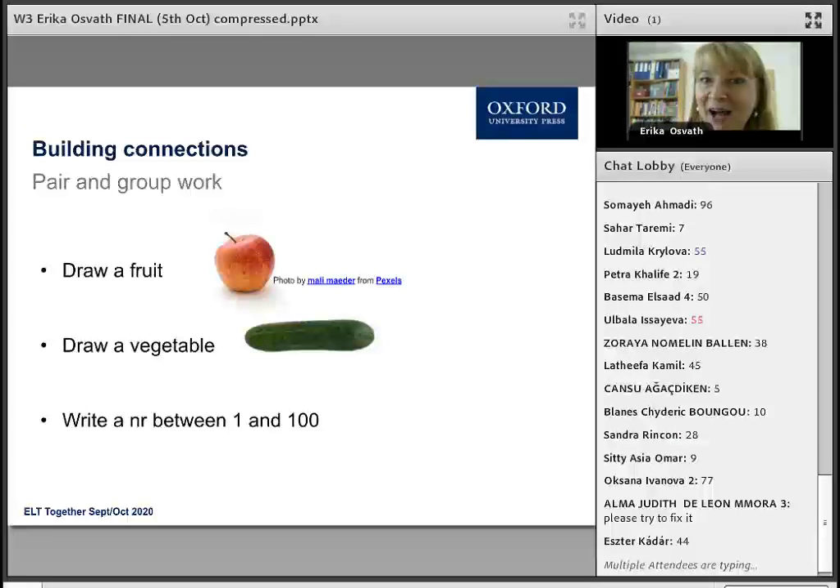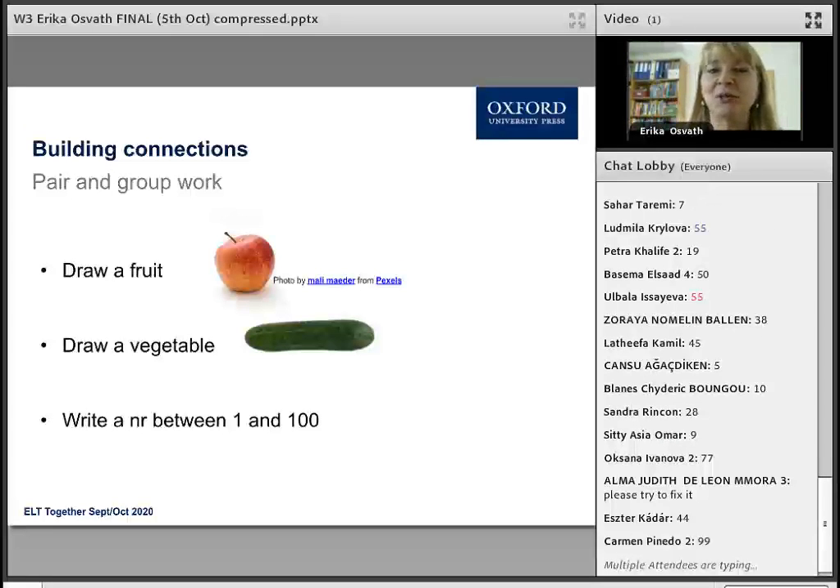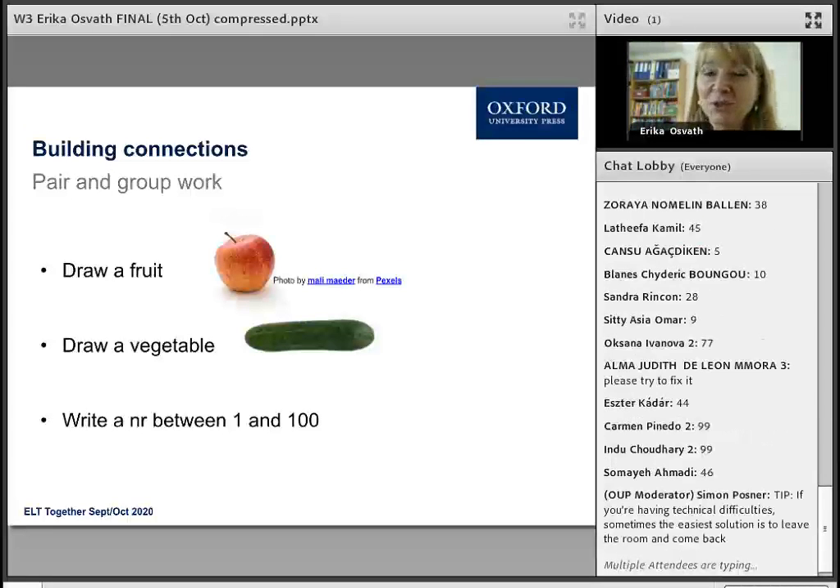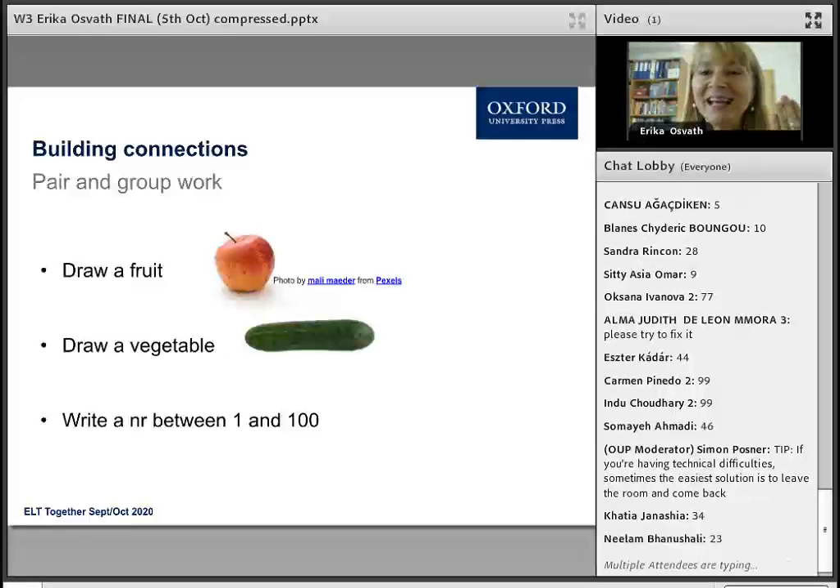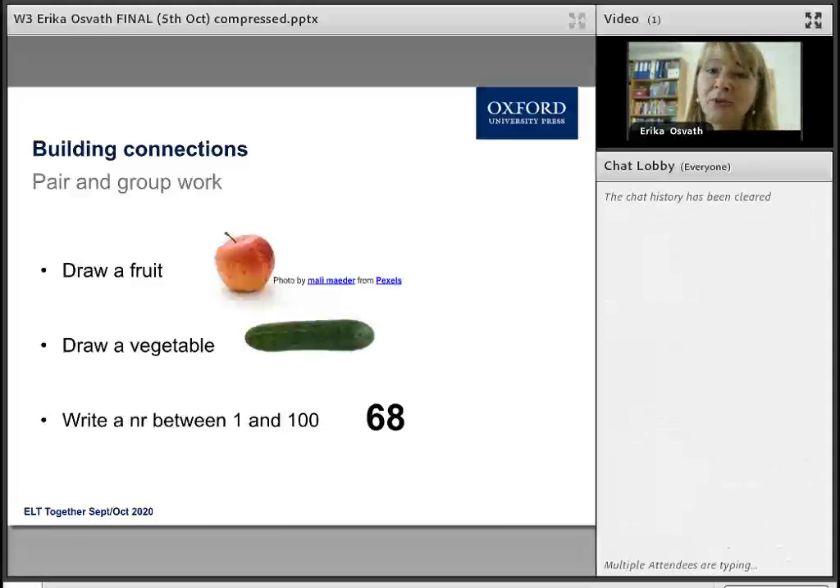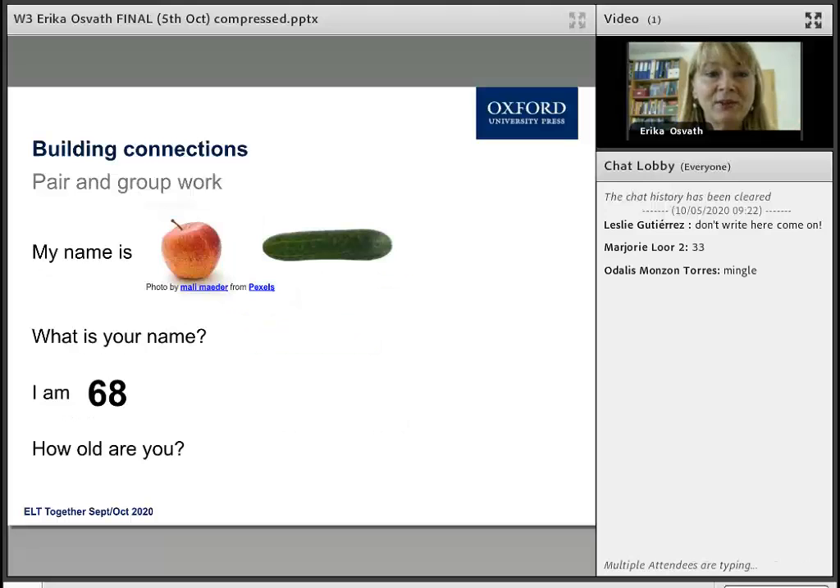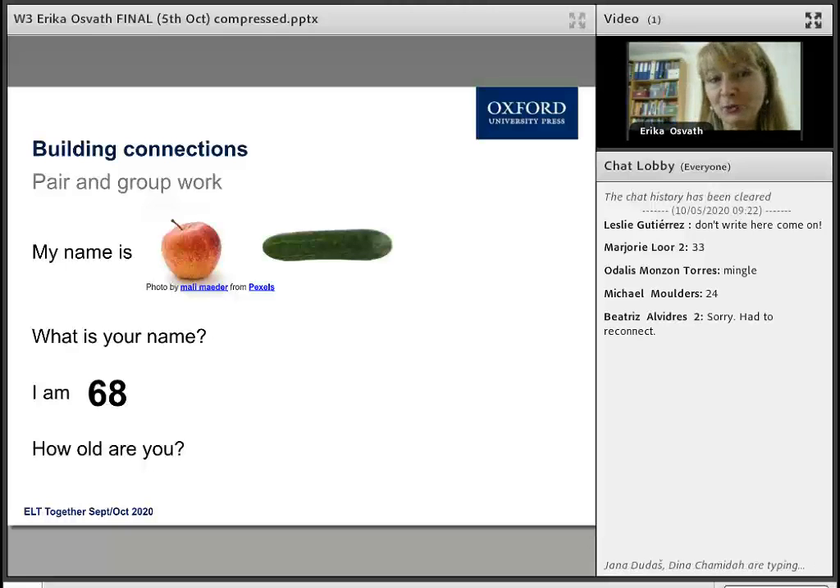Okay, great. Now, this is what students do. And then I get them to stand up and mingle and do the following thing. So, for example, my number is 68. And this is the conversation that they have to act out. My name is Apple Cucumber. What's your name?